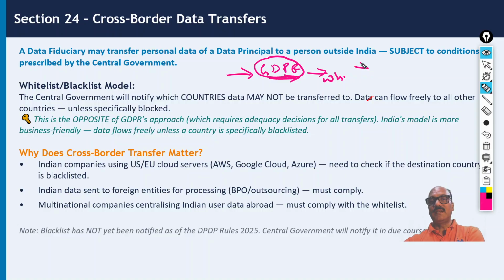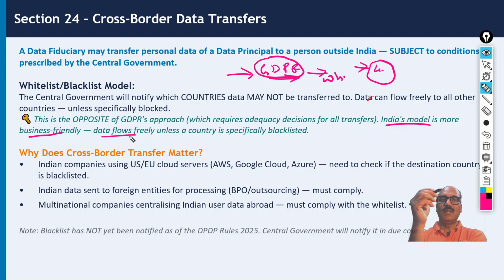So for every country the data has to flow to, that country should be there in that list. India's is not like that. Every country can keep receiving the data, but only the countries to which it cannot send should be listed. That's why it's called a negative list. So that's why it is said India is more business friendly. Probably these things will be further scrutinized as the implementation of this act is in full force.